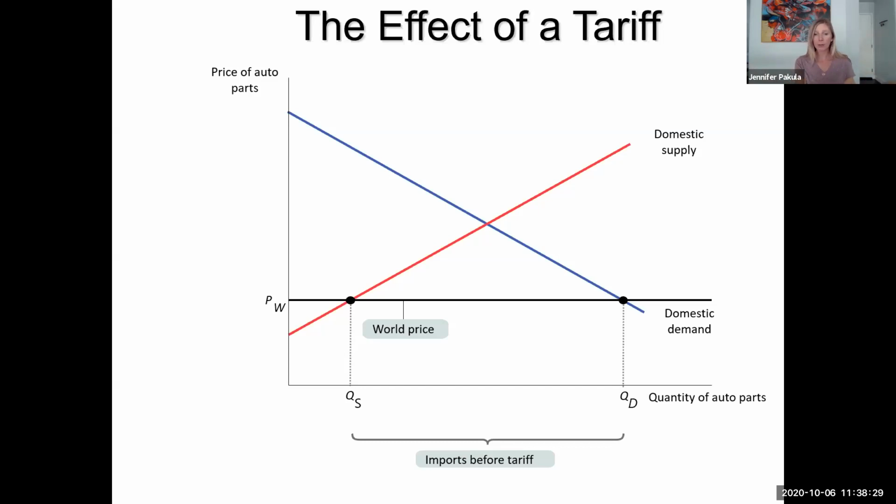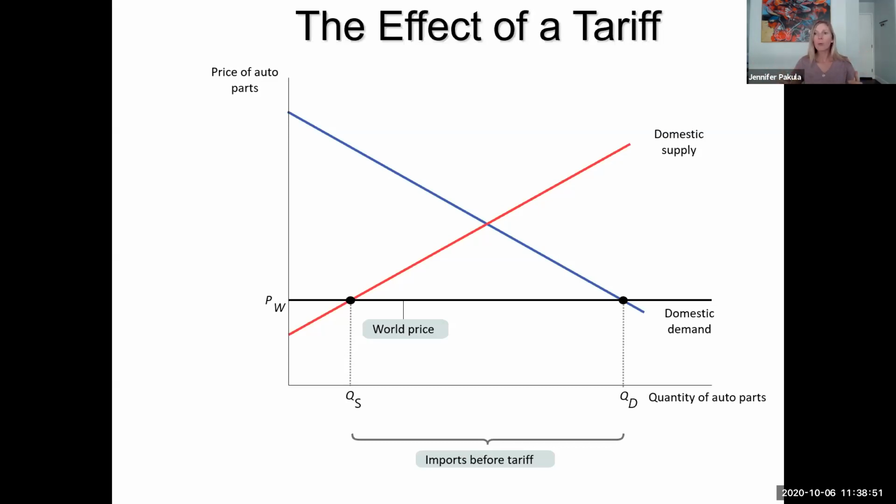But we already went through it, so looking at this graph, it should make sense. We know when the world price is below the autarky or the equilibrium price, that quantity supplied domestically is going to be smaller than quantity demanded domestically. That gap between quantity supplied and quantity demanded is filled with imports.